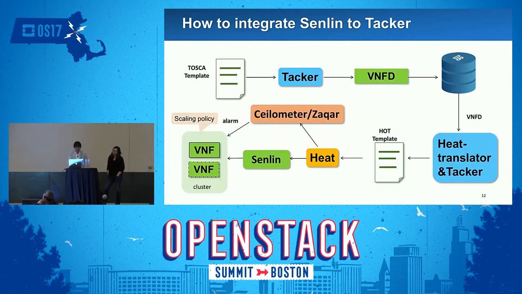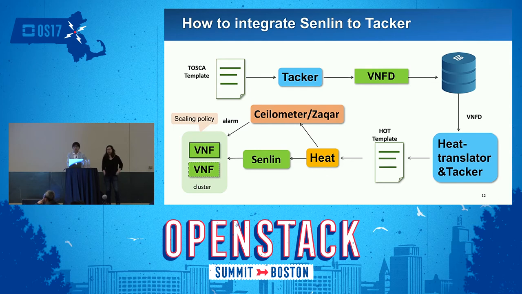Okay, and let's see how to integrate Senlin into Tacker. We can see this graph. There is only one change from the original one. That is, we don't use Heat to deploy VNF, but use Senlin to do it. So to do this, we need to have Senlin resources deployed, and the Senlin resources will be deployed by Heat.